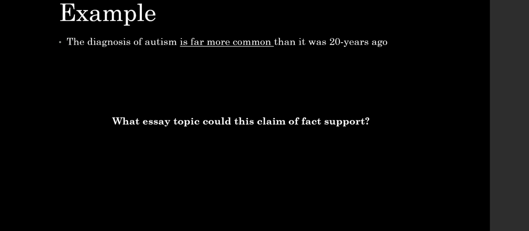An example of a claim of fact is the following. The diagnosis of autism is far more common than it was 20 years ago. We most likely could accept this as generally true if we were to consider what your parents knew about this diagnosis versus what you know about this diagnosis. We could also consult a variety of sources to confirm that this is a solid and true claim of fact. Questions to consider here: what essay topic could this claim of fact support?